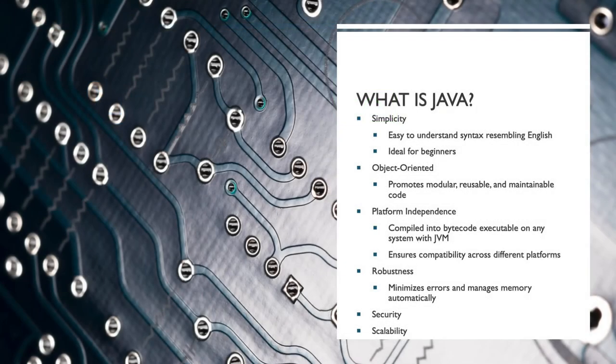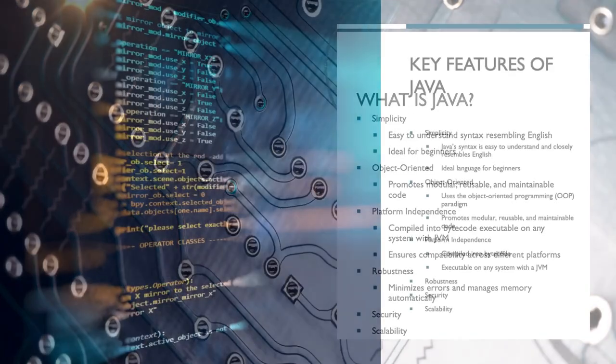Java is a high-level object-oriented programming language known for its cross-platform capability. Key features include simplicity, object orientation, platform independence, robustness, security, and scalability. These attributes make Java ideal for beginners and enterprise-level applications.